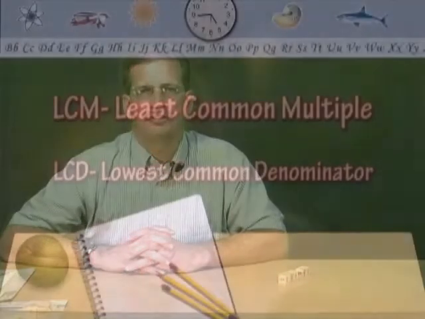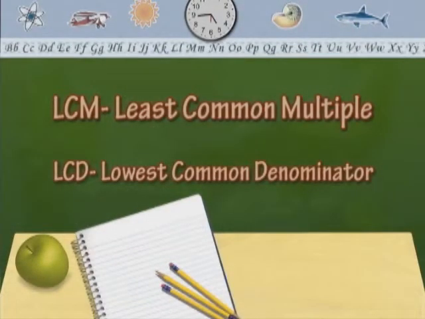This lesson does include the vocabulary words LCM, which stands for least common multiple, and LCD, which stands for lowest common denominator. Textbooks are famous for asking students to name the LCM for a number pair, but the students don't really know why they are asked that question. For example, what is the LCM for 8 and 10? It turns out to be 40.